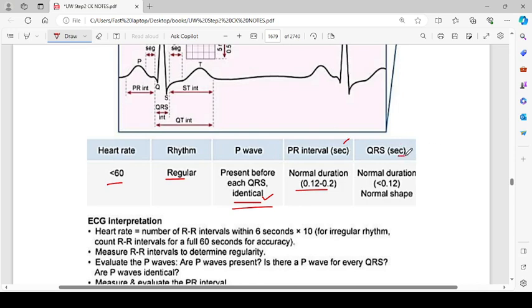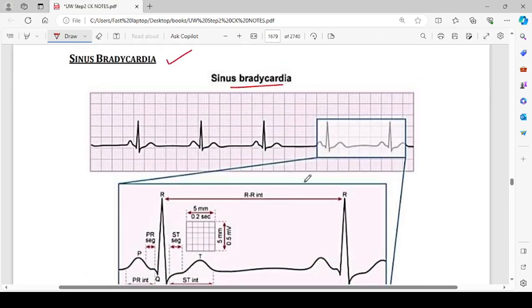Okay, now the dispute is clear. It was not milliseconds, it is seconds. QRS is normal duration, less than 0.12 seconds, and it is also of normal shape. So this is the picture of sinus bradycardia.